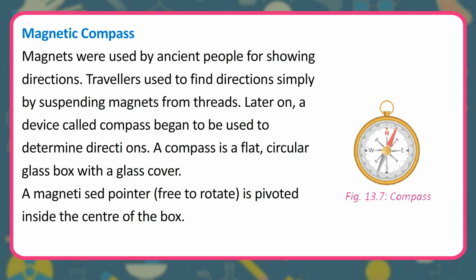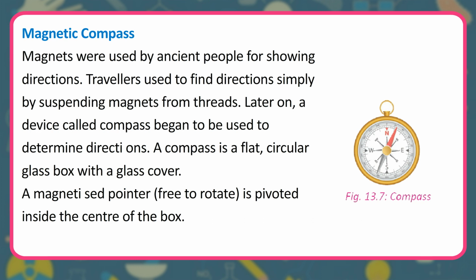Magnetic compass. Magnets were used by ancient people for showing directions. Travelers used to find directions simply by suspending magnets from threads. Later on, a device called a compass began to be used to determine directions.